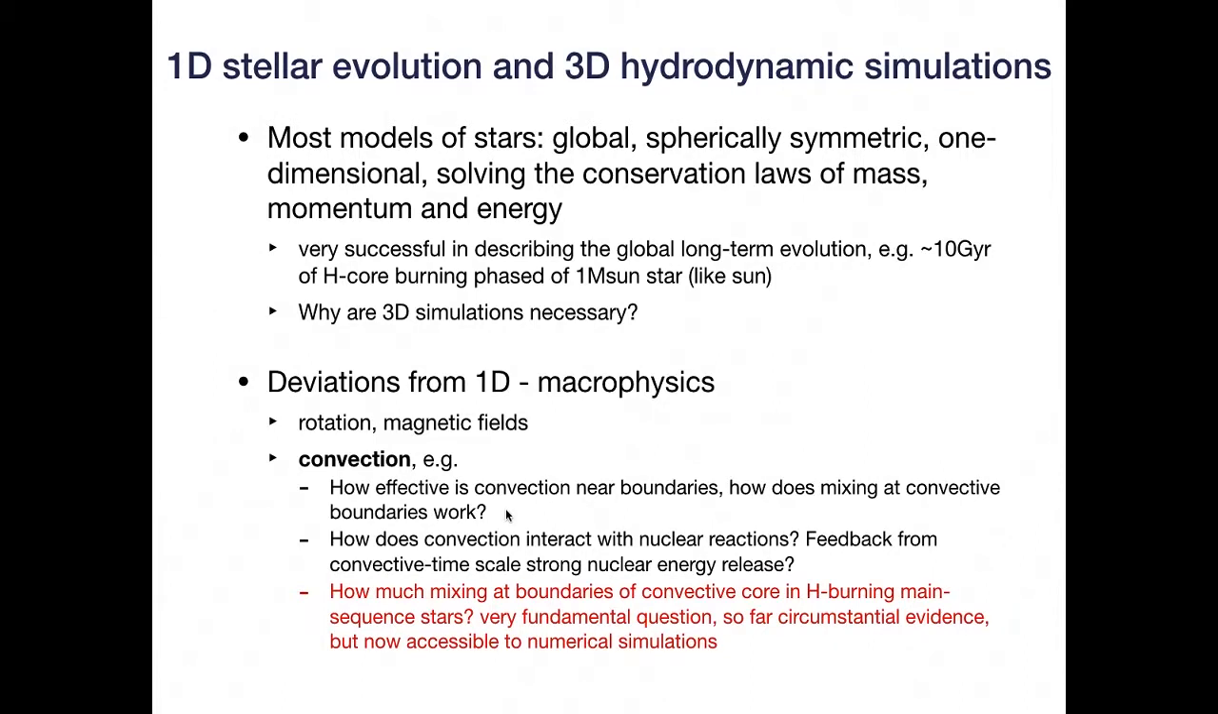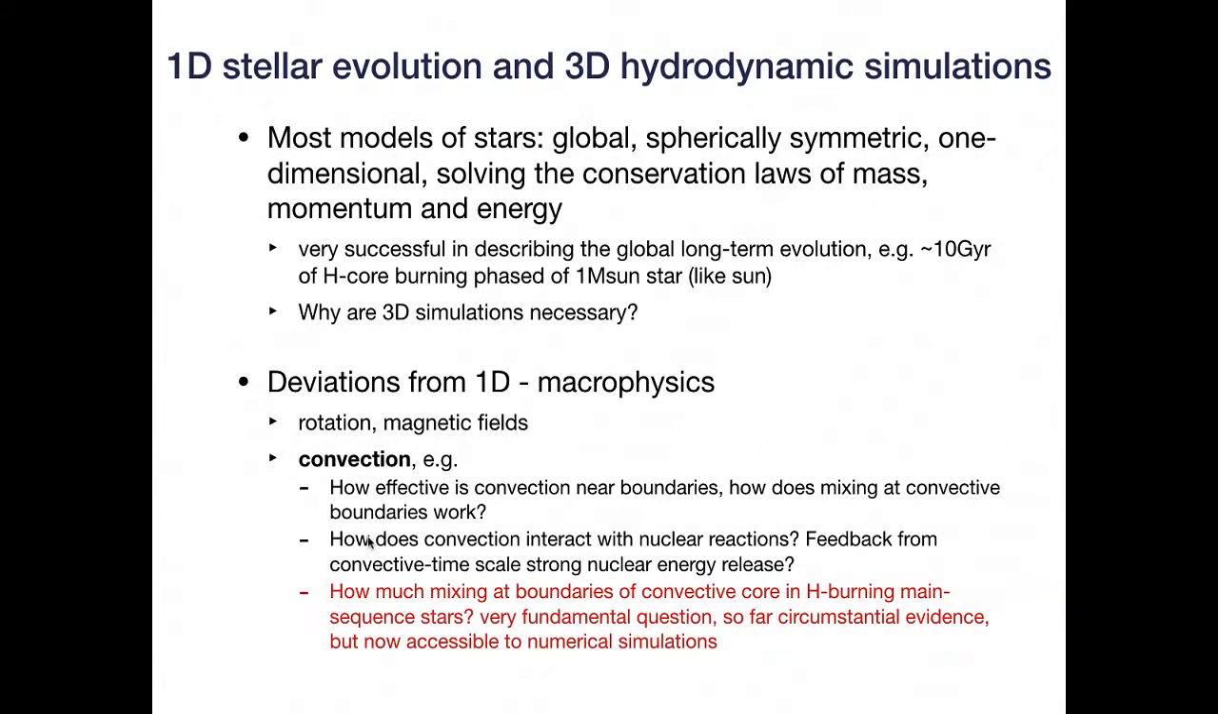And as our observables from abundances, from asteroseismology, from the final supernova explosion become more and more accurate, the demands on the fidelity of our models become higher and higher as well. So if we're dealing with rotation, maybe magnetic fields, clearly these happen in three dimensions. The one aspect that I want to talk about here is the problem of convection.